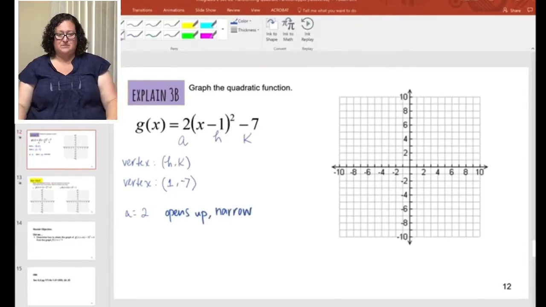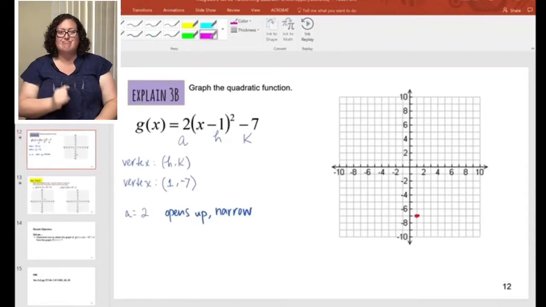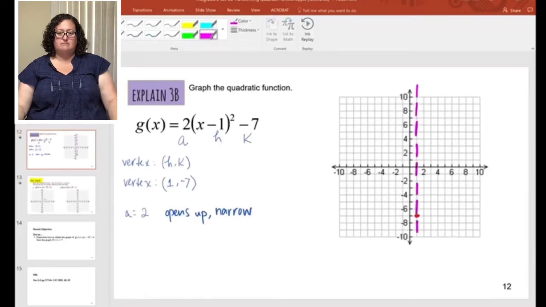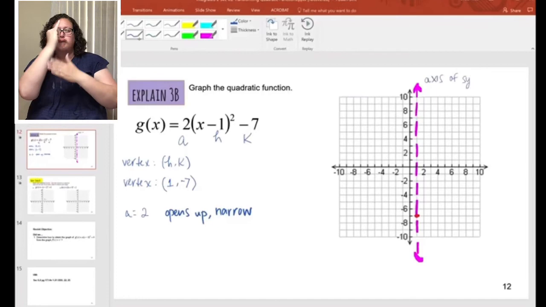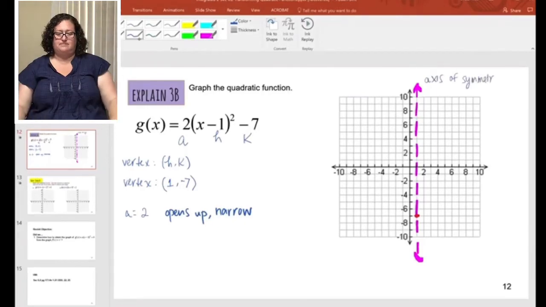So now let's graph. We're going to plot our vertex at (1, -7). And from our vertex, we're drawing the axis of symmetry. When you draw the axis of symmetry, it'll make plotting the points easier to graph. Our axis of symmetry is at x = 1. The vertex is at (1, -7).